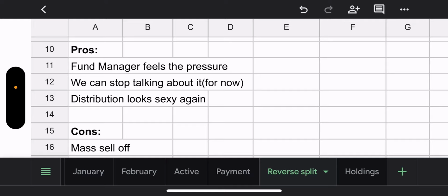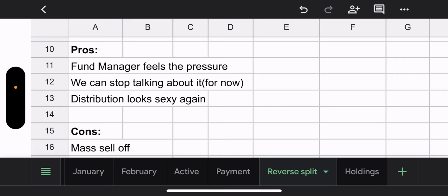The other pro is we could stop talking about when will the reverse split happen. That's a famous question. When will TSLY do a reverse split? They're no longer going to ask the question. They may ask, when will TSLY do the next reverse split? But I assume that question will not come until we get below $10 again, but let's hope that does not happen.